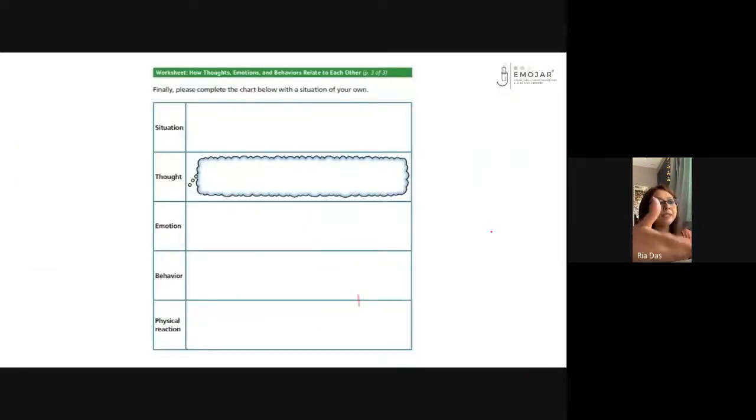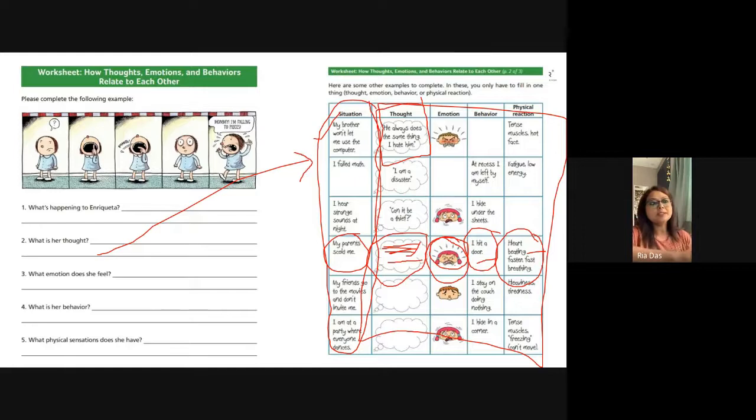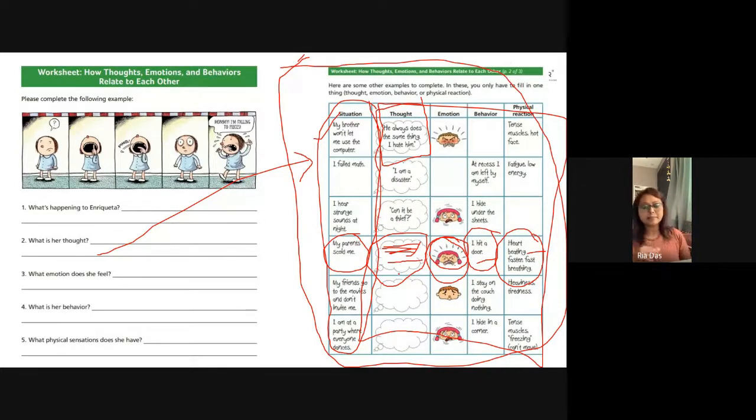So this is the template which you will get: situation, thought, emotion, behavior, physical reaction. But please incorporate this particular worksheet. This is very important. These two worksheets, particularly this one, will come in use if you can make it a game-based thing.